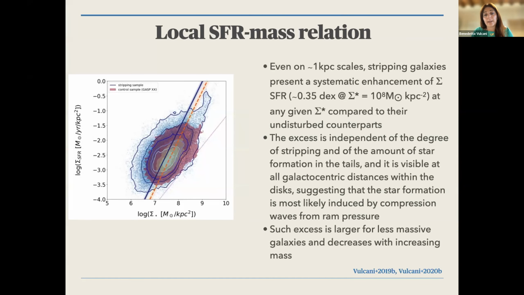So even on the kiloparsec scales, stripped galaxies present a systematic enhancement, and this enhancement occurs at all distances from the cluster center, from the galaxy center. It's independent of the degree of stripping and of the inclination of the galaxies. We just see that there is a dependence on the stellar mass, because this excess is largest for the less massive galaxies and decreases with increasing mass. So ram pressure stripping works as a wave that really enhances the star formation throughout the full stellar disk.